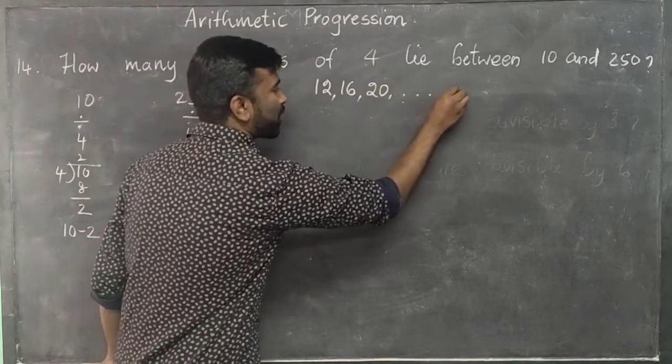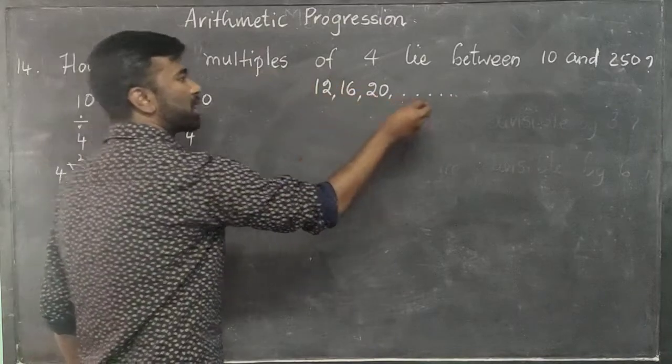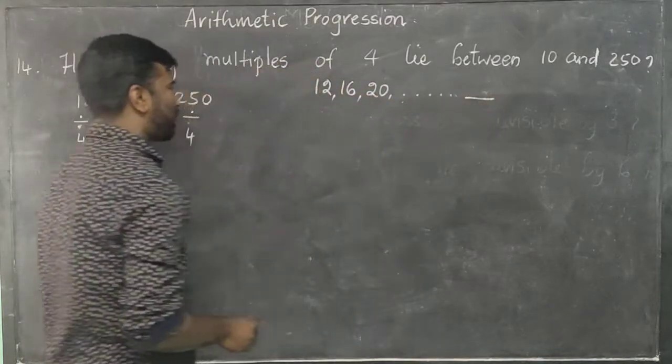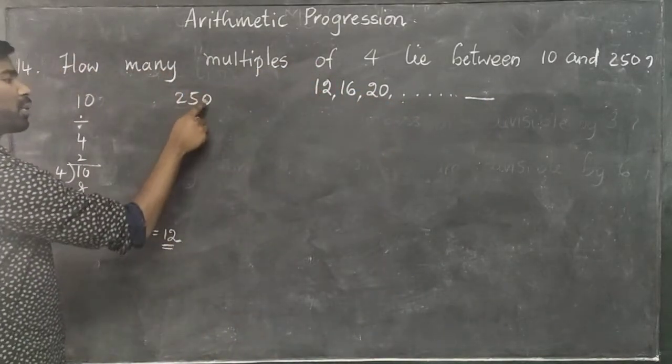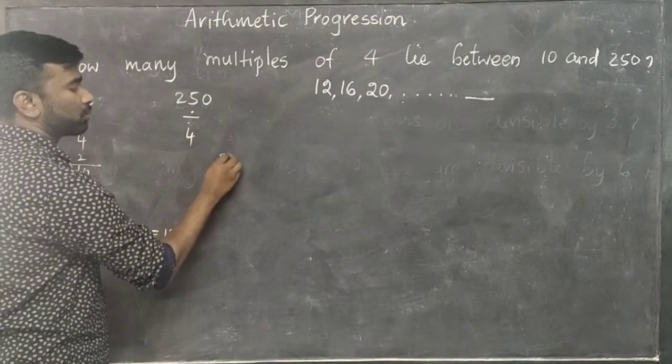To find the number of terms or number of multiples, we should know the last term. How to find out the last term? Divide 250 by 4.